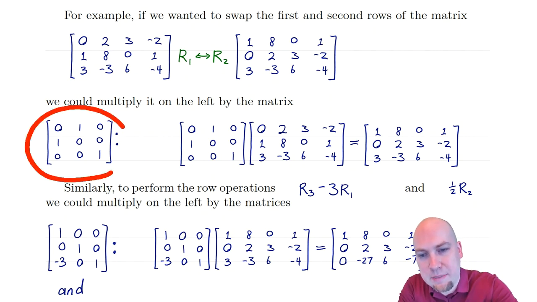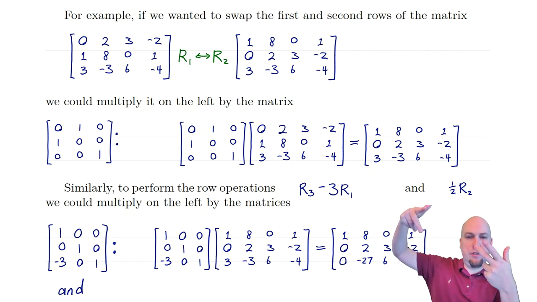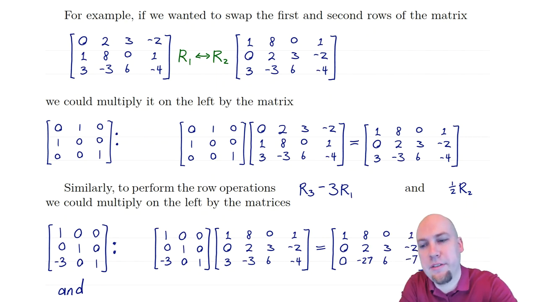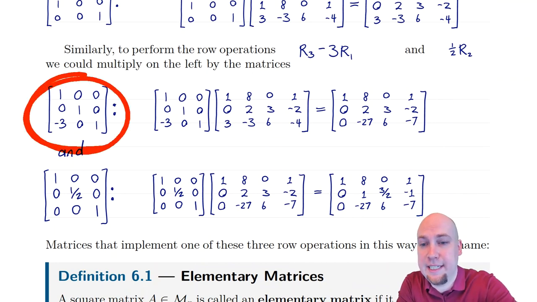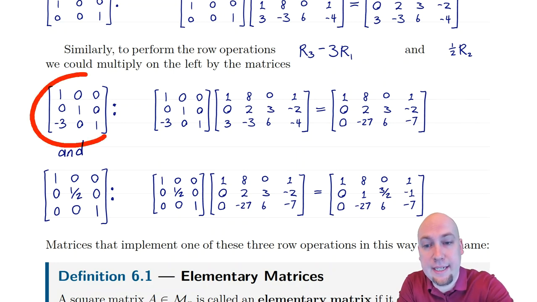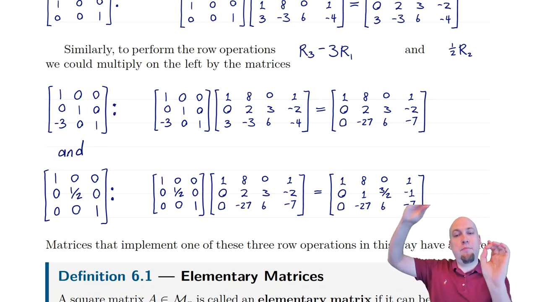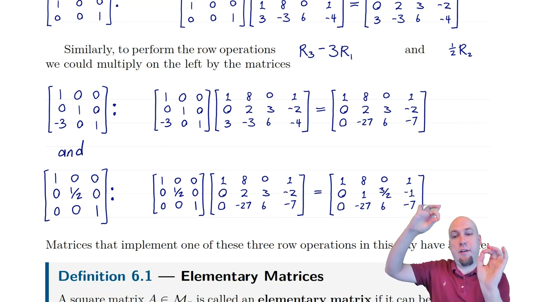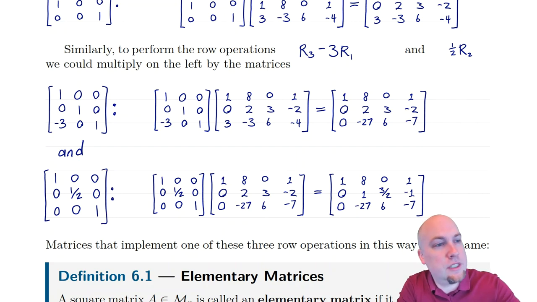Well, what this matrix is, it's just what you get if you take the identity matrix and you swap row 1 and row 2. That's how you construct that elementary matrix. And then this next one, if you start off with the identity matrix and you do row 3 minus 3 row 1 to it, you get exactly this matrix. So that's why it's an elementary matrix. You can get to it from a single elementary row operation from the identity matrix. And this one down here, identity matrix, you do 1 half row 2 to it, and you're going to get this one. So that's what makes it an elementary matrix.